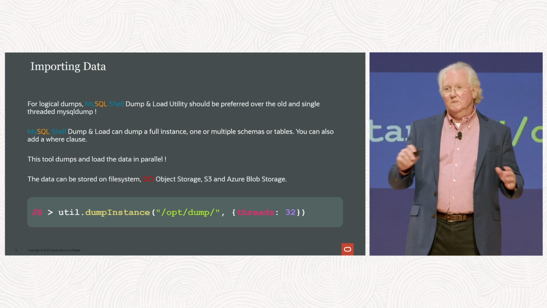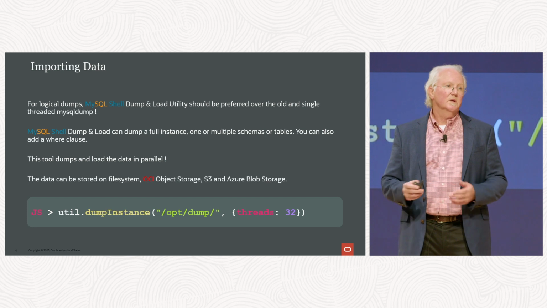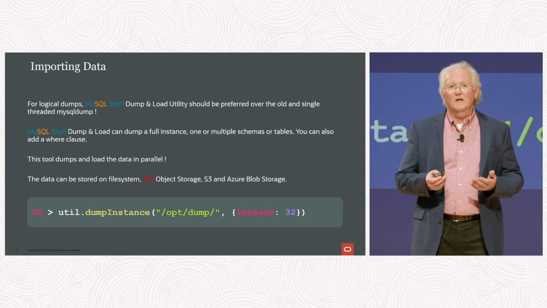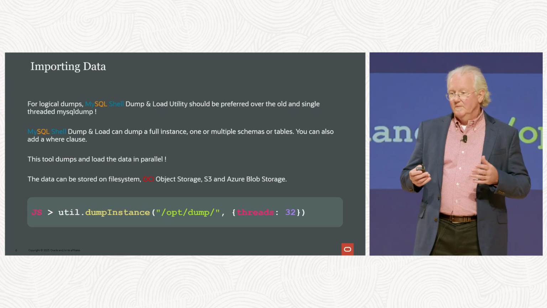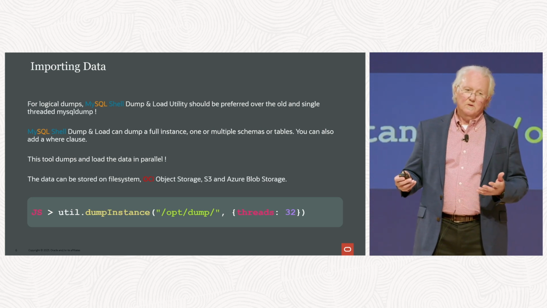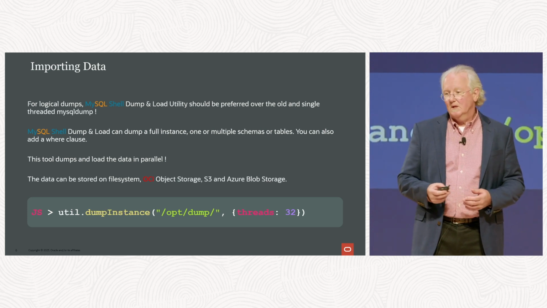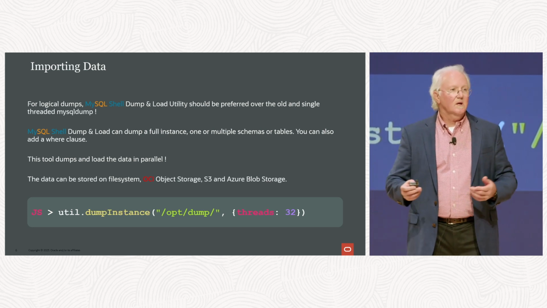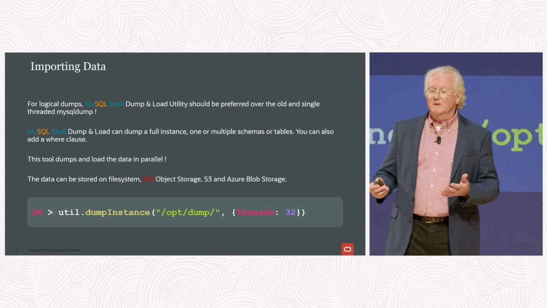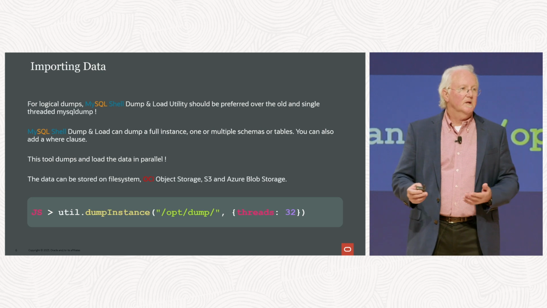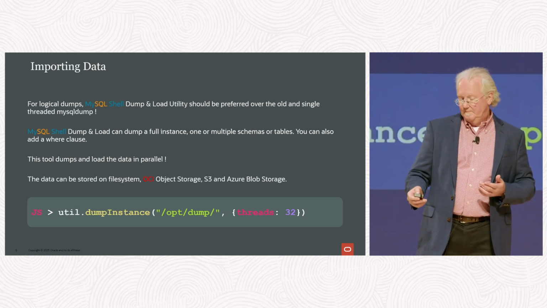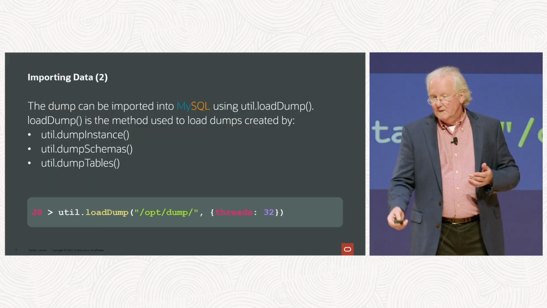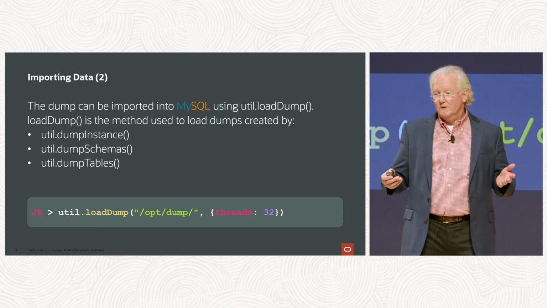So, dump is an old tool. It's a serialized tool. It's not very fast, and it's on the command line. And with the utilities inside of the shell, you can automate things. You can check errors, all sorts of things. So you get the option of using JavaScript or Python to check things out. So, use that.